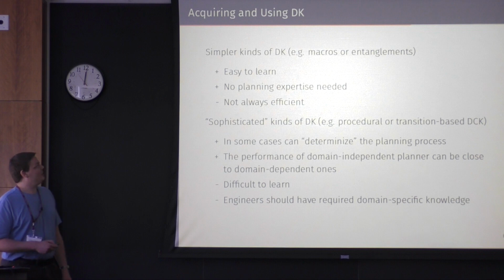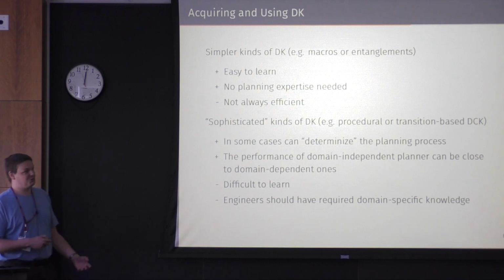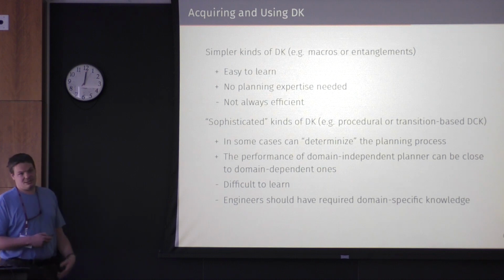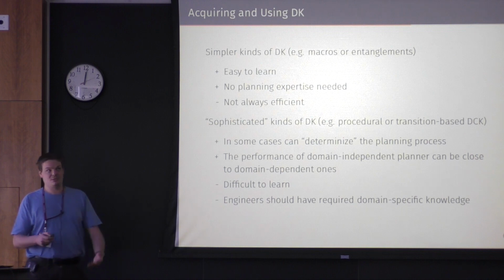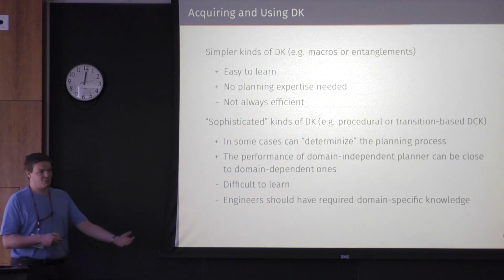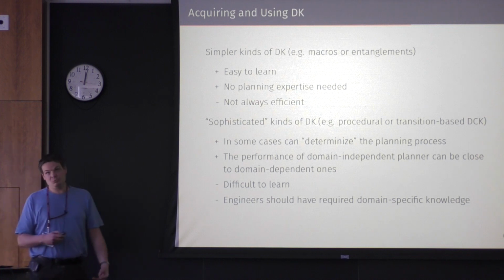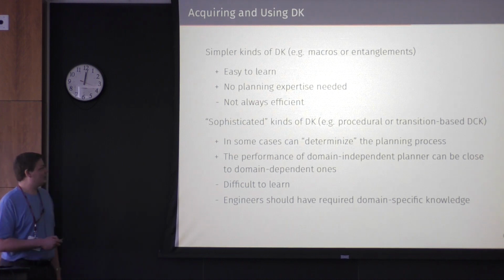So if we somehow summarize that domain knowledge part: for simple kinds of domain knowledge, such as macros or entanglements, as I said, they are easy to learn and we don't need expertise. We just observe some properties in what we call training plans. On the other hand, it might not be that efficient in general.